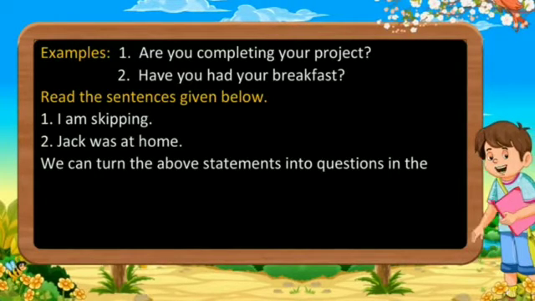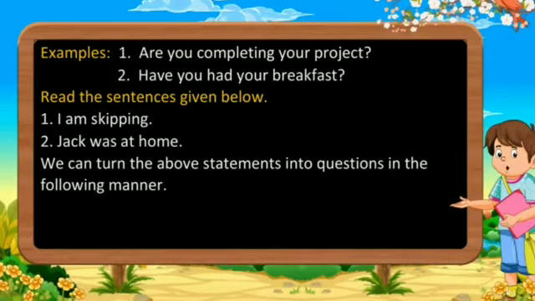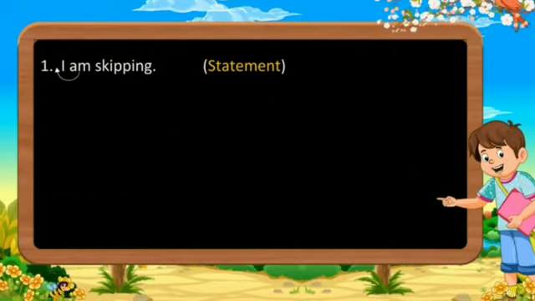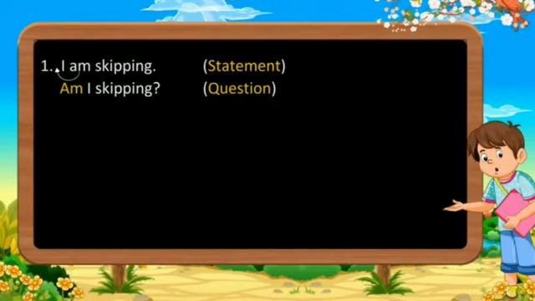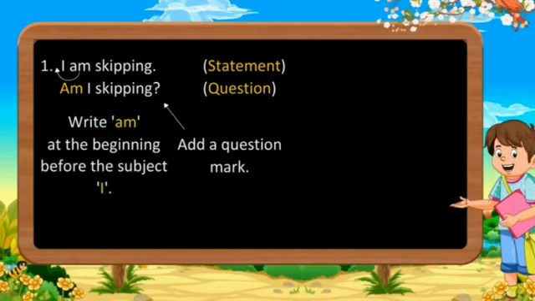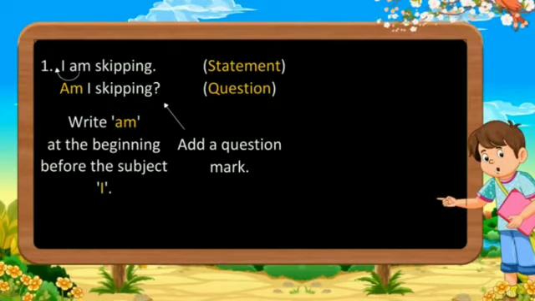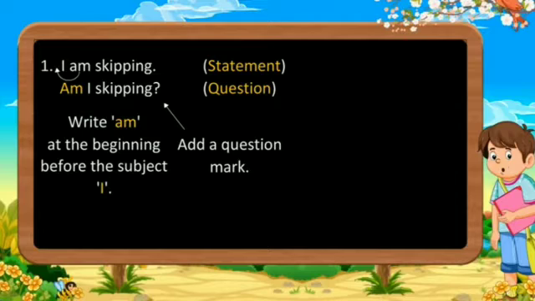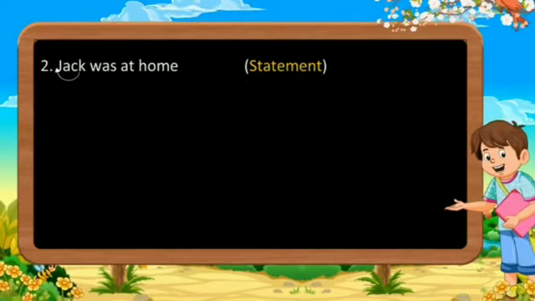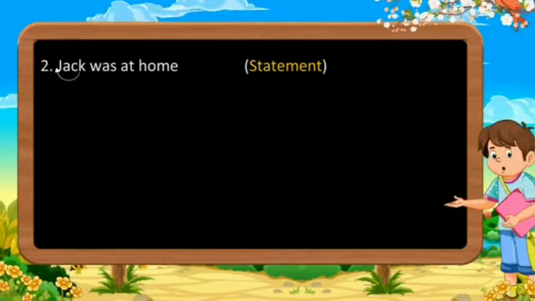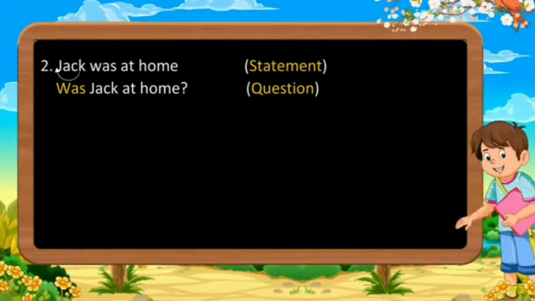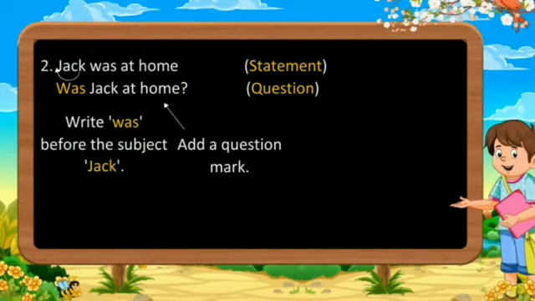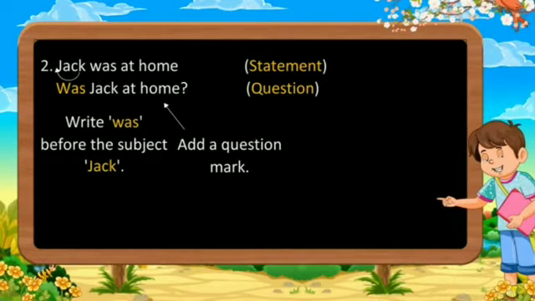We can turn the above statements into questions in the following manner. I am skipping. That is a statement. Am I skipping? That is a question. Write am at the beginning before the subject I and add a question mark. Jack was at home. That is a statement. Was Jack at home? That is a question. Write was before the subject Jack and add a question mark.